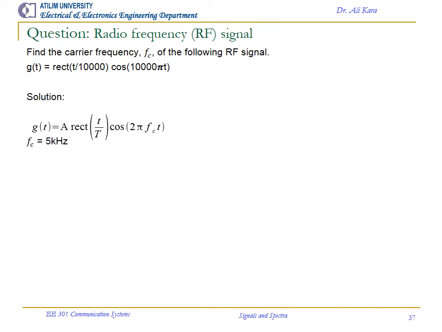Question: radio frequency, RF signal. Find the carrier frequency, fc, of the following RF signal. g of t equals rect of t over 10,000 times cosine 10,000 pi t. Solution: carrier frequency is written in the argument of cosine. It is equal to 5 kHz.